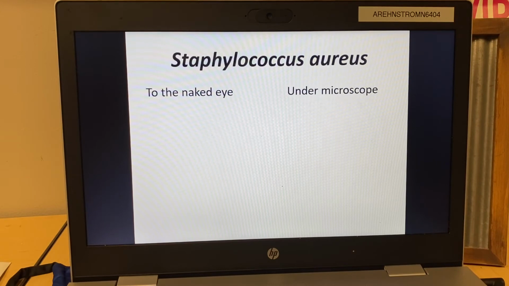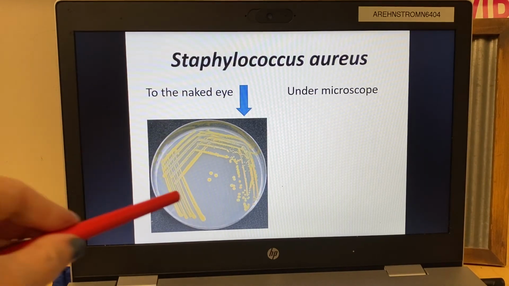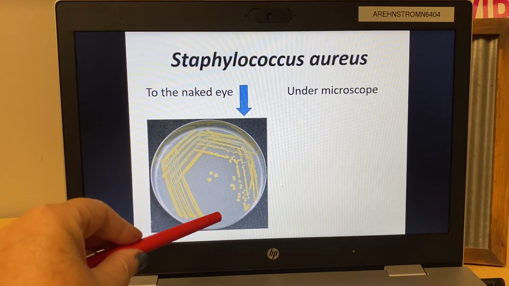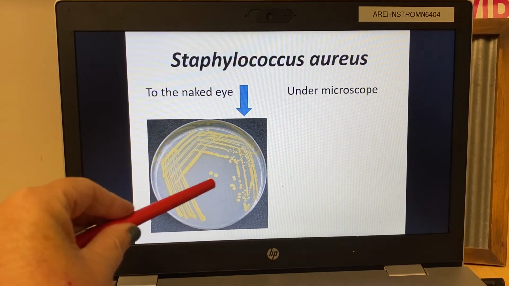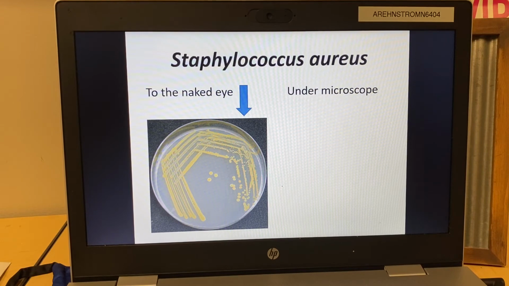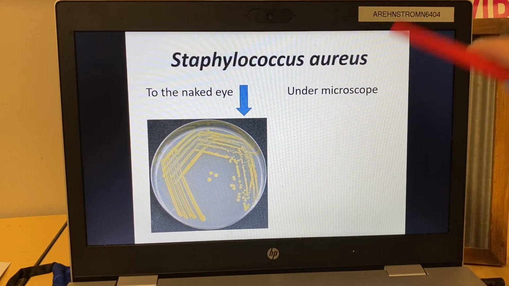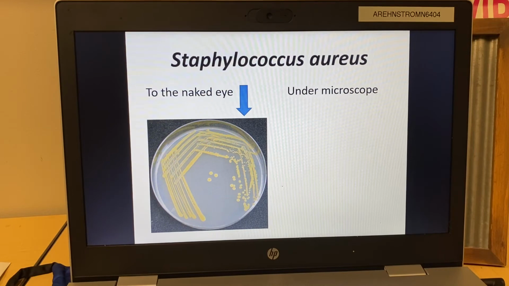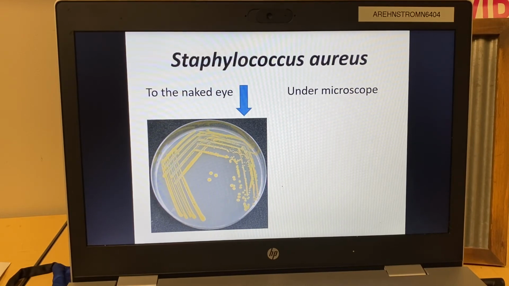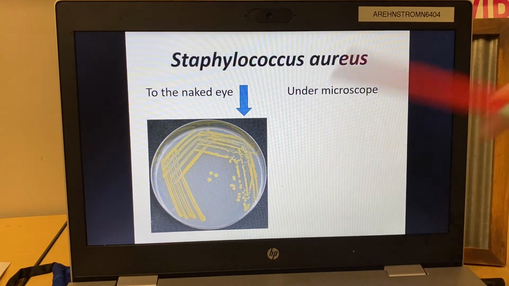Okay, so for example, to the naked eye, this is what Staph aureus looks like. When you see the separate little piles or colonies of bacteria, you'll notice that the bacteria have a golden yellow color. That's why they picked aureus. A lot of times the species name will tell you the name of the disease that the bacteria cause, like Streptococcus pneumoniae causes pneumonia. In this case, it doesn't tell you the disease, but it does tell you a little bit about the color of the bacteria.